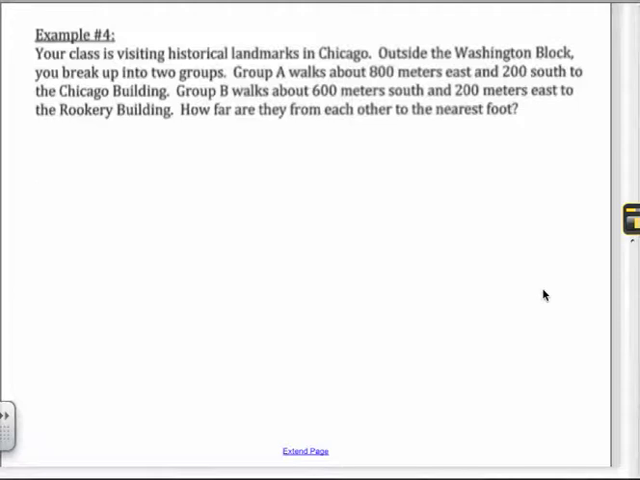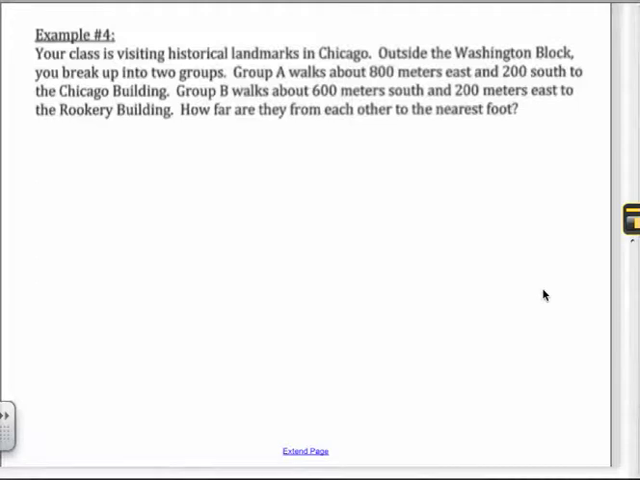Group A walks about 800 meters east and 200 meters south to the Chicago building. Group B walks about 600 meters south and 200 meters east to the Rookery building. How far are they from each other to the nearest foot?